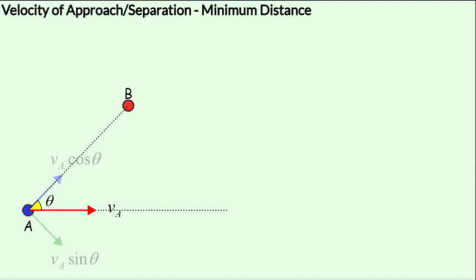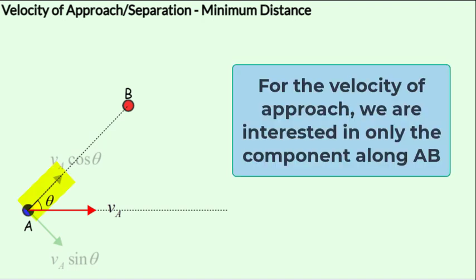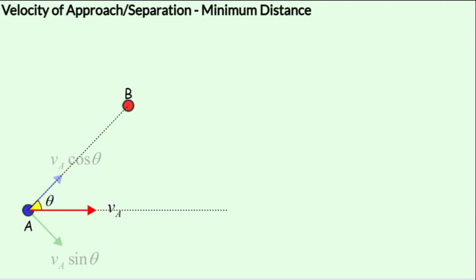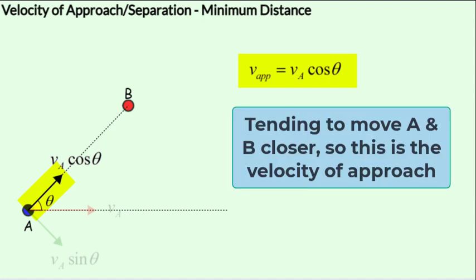The velocity of A, VA, is along the horizontal line, and we resolve this into its components, one along the line AB and the other perpendicular to the line AB. When we use the velocity of approach concept, we are interested in only the component along the line joining A and B. We take the component along the line joining A and B, which is VA cos theta, and since this points towards B, it is the velocity of approach.